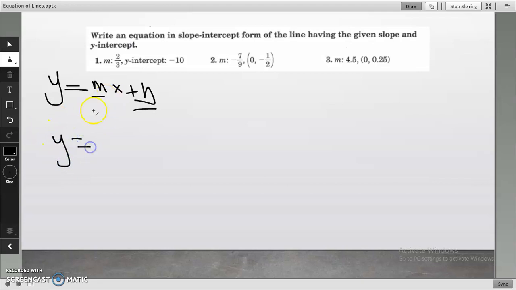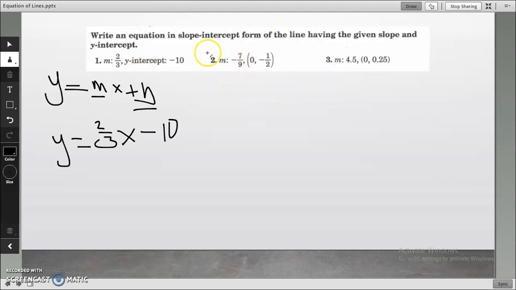That's all I have to do, right? So I have y equals 2/3 x, and then my b is negative 10, so that's going to be minus 10. That one was nice and easy.